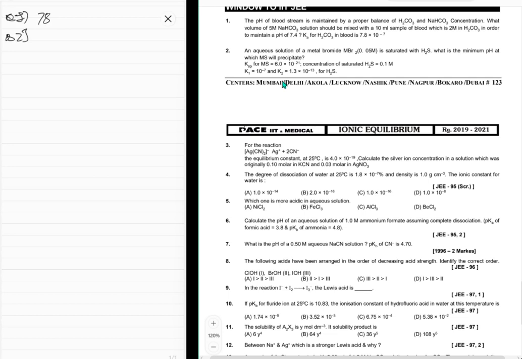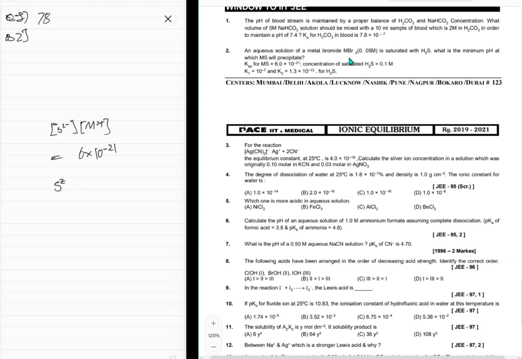So the thing is, concentration of S2 minus times concentration of M2 plus, if it's at equilibrium, then this must be KSP, which is 6 into 10 power negative 21. And let's say that the metal bromide completely dissociates. Is it correct? Yeah, it's correct to assume it just completely dissociates. Then it will be giving 0.05 molar M2 plus. And let's say that its concentration doesn't change all that much, right? So what will your S2 minus be?